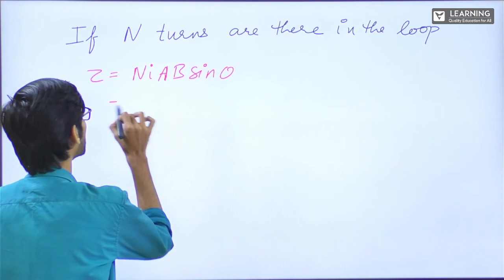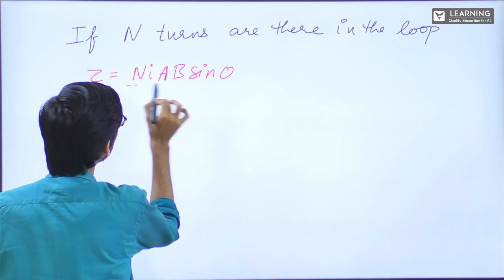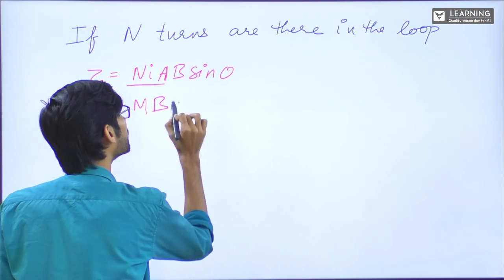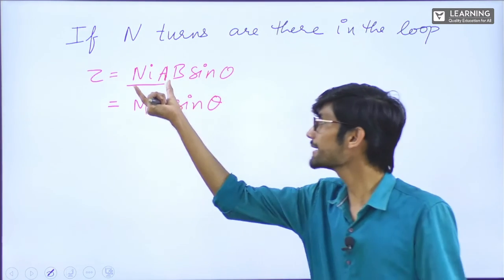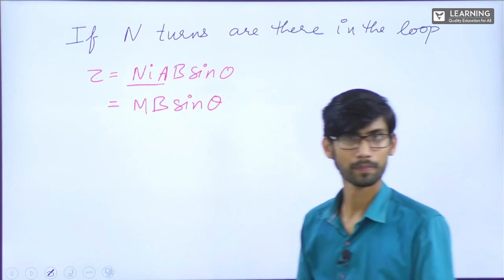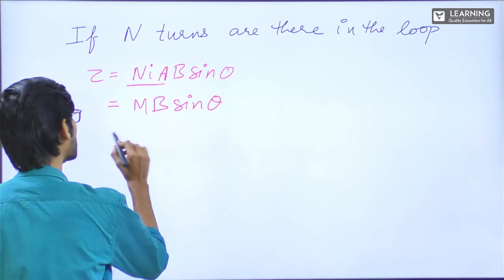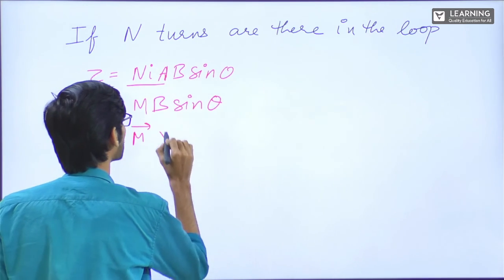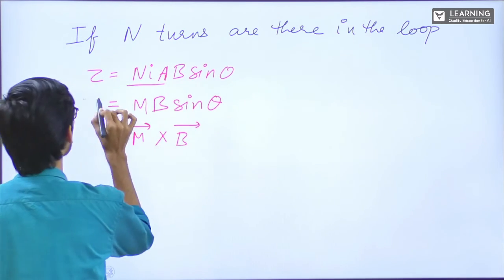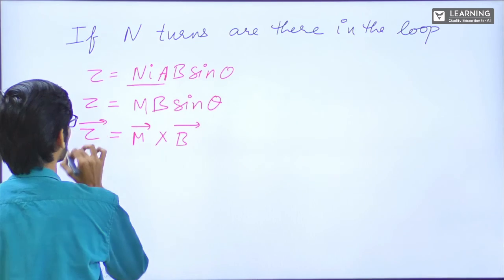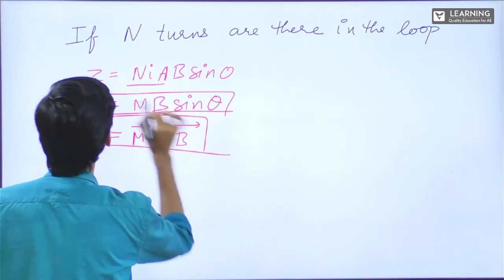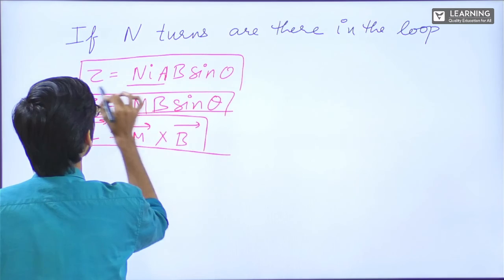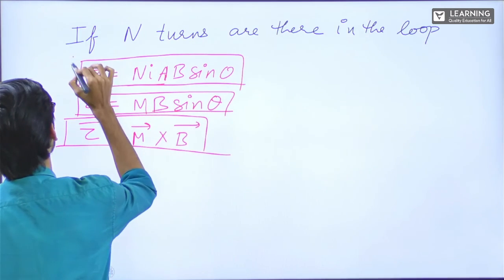Done. You can also write it as, now this NIA is M. This formula is same because now this NIA is the magnetic moment. Clear? So this will remain the same, that is M vector cross B vector. Here this is tau vector. This is same. But what you have to remember is this: NIAB sin theta.